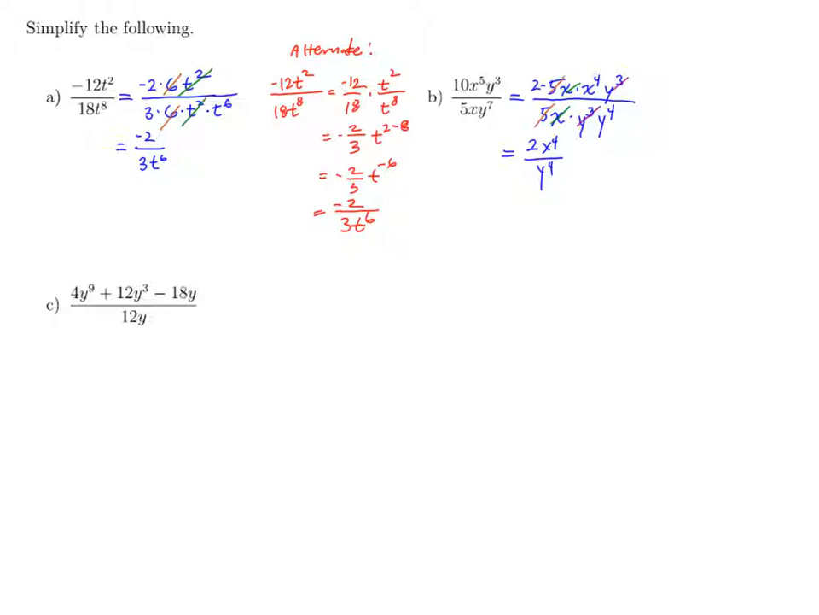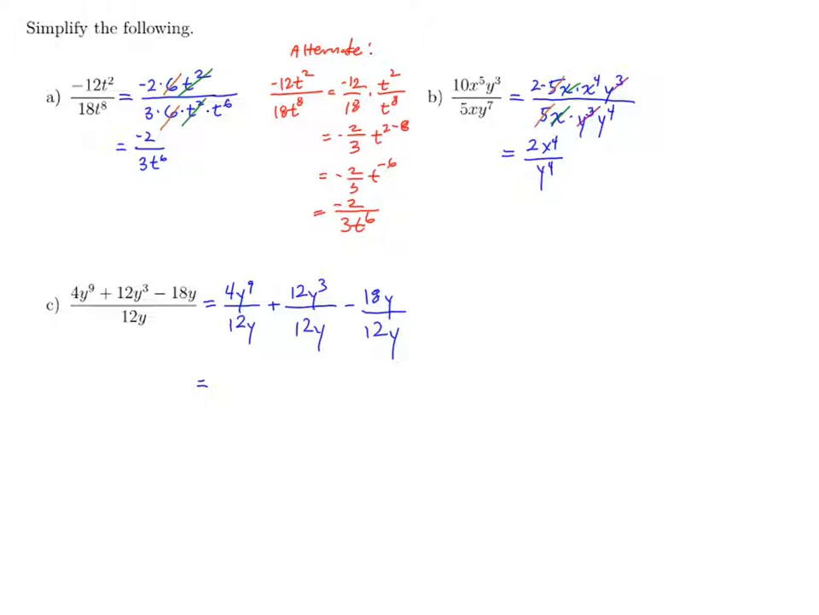Looking at our last example, we have 4y to the 9th plus 12y cubed minus 18y, and that entire expression is divided by the monomial 12y. Our first step with this one is going to be to break this up so that each term in the numerator is divided by that monomial. So that'll leave us with 4y to the 9th divided by 12y, plus 12y cubed divided by 12y, minus 18y divided by 12y. And now we'll look at each of these terms separately.